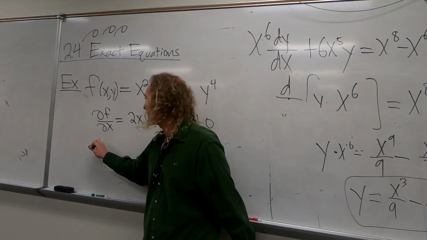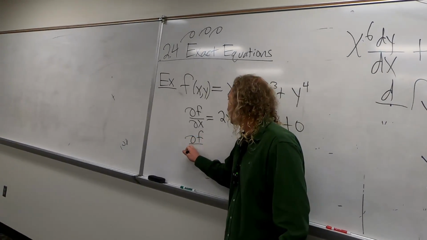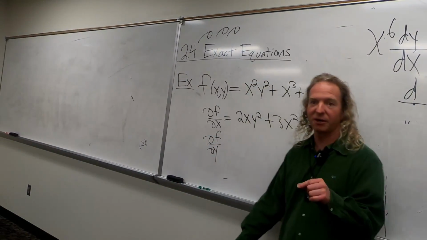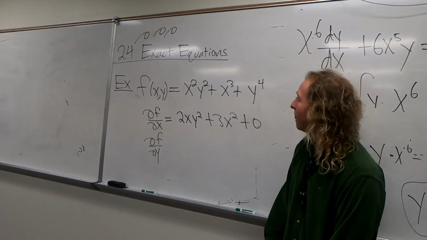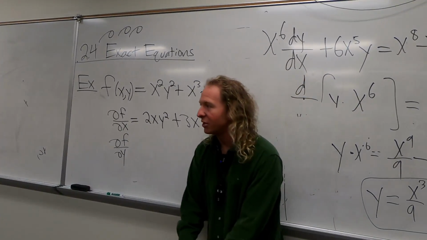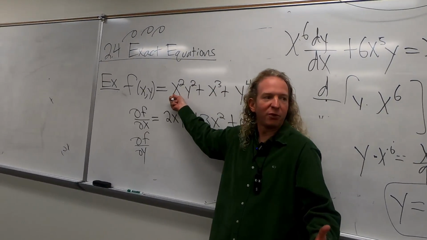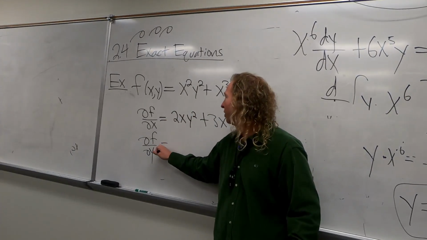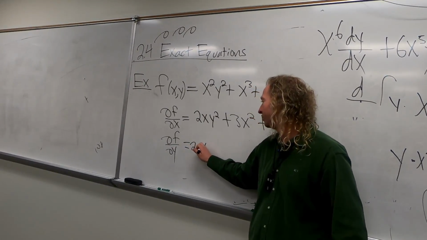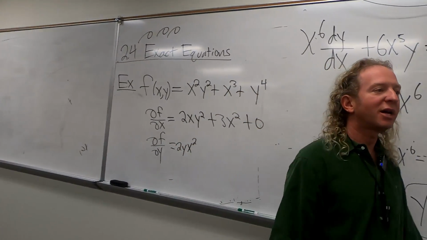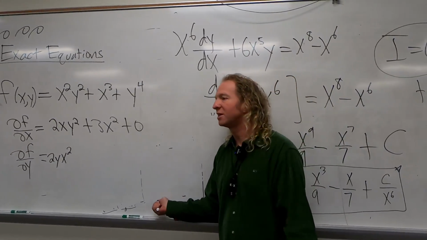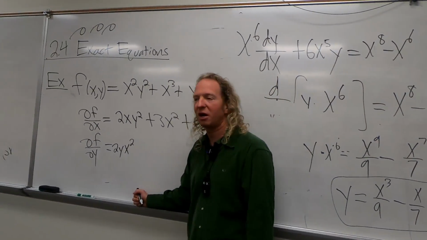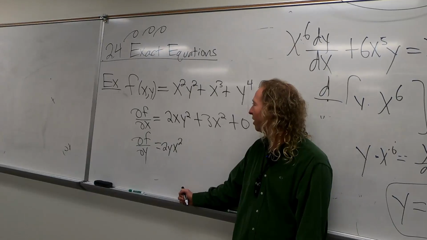Let's do del f del y. This is the rate of change of the function in the y direction. Now all of the x's are constants, so x squared is like a number. So it'll be 2y x squared. You do this in Calc 3, but it's not until like your third test, depending on what school.